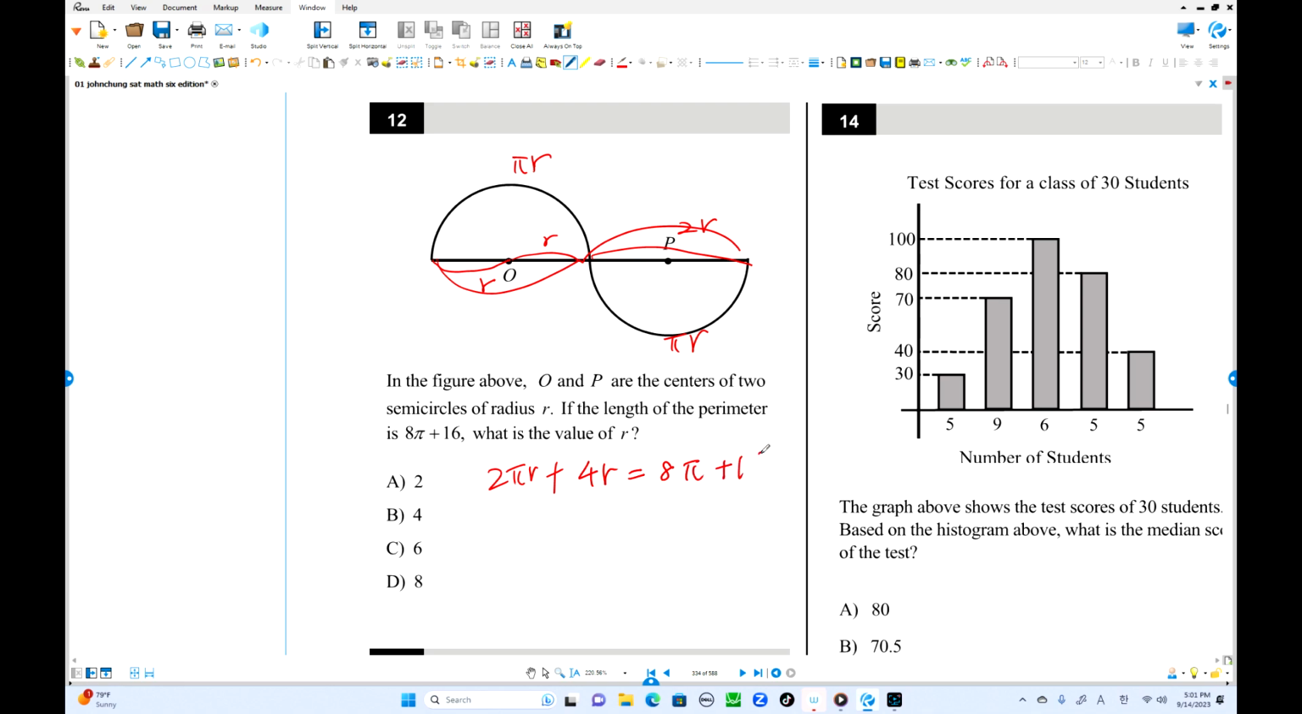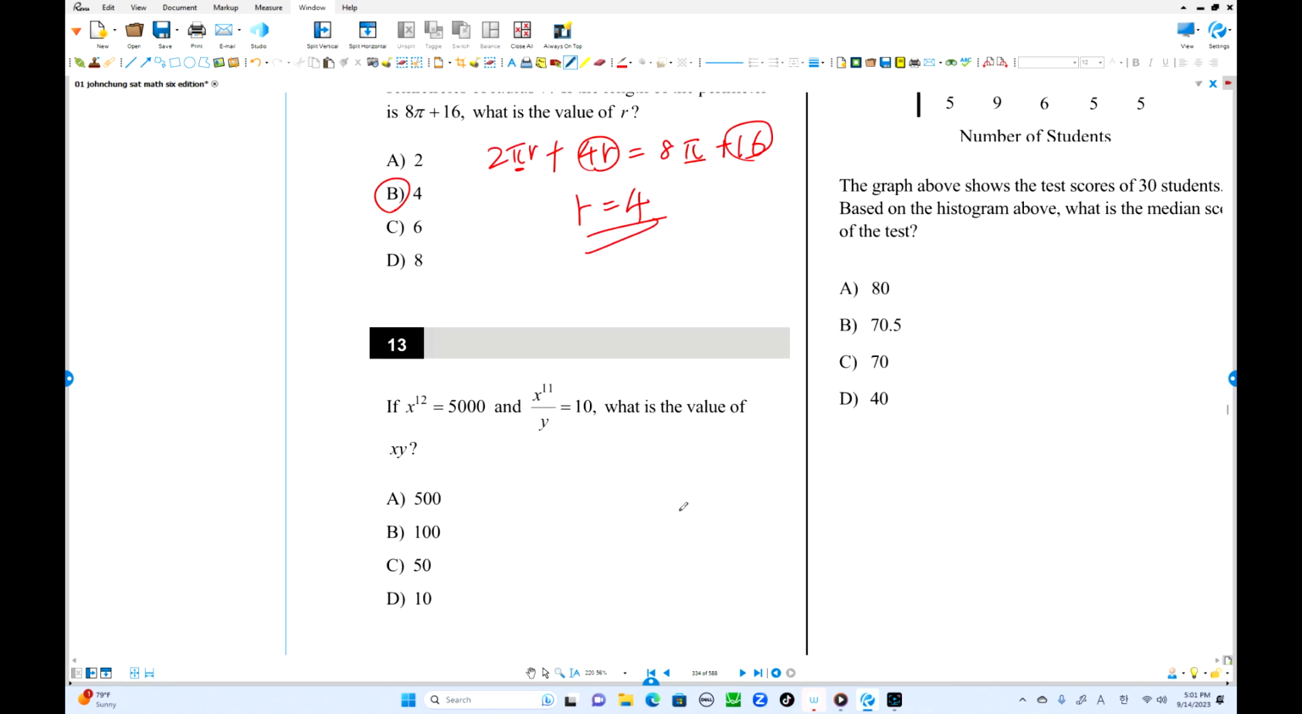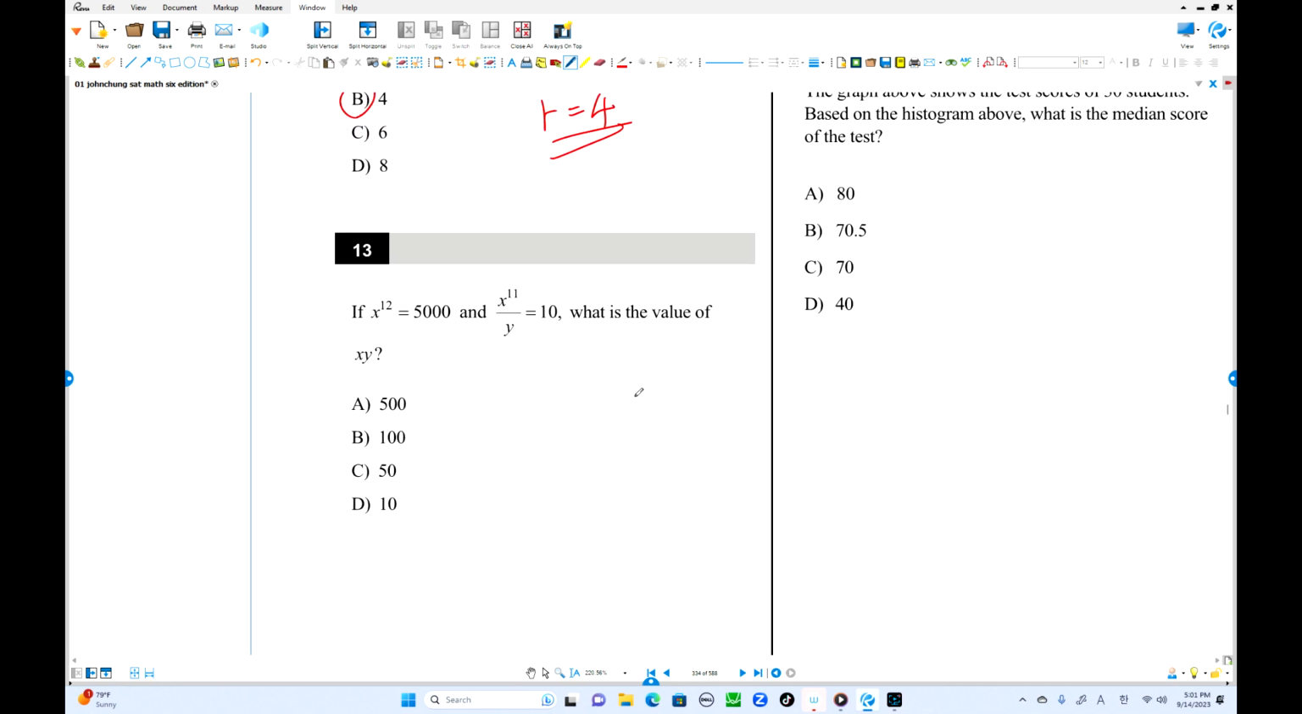8 pi plus 16. But compare this one, this is a pi, this is a pi, right? So 2R should equal 8, or 4R equals 16. Anyway, R equals 4, isn't it? Just compare those expressions.